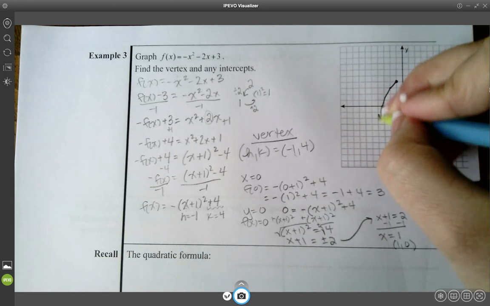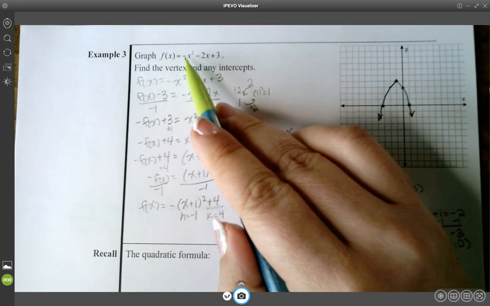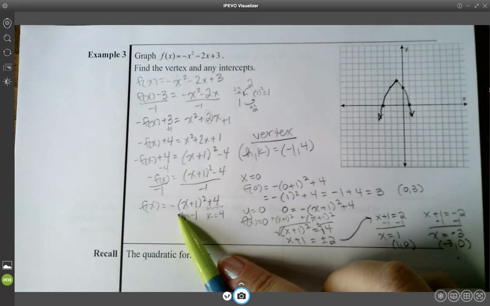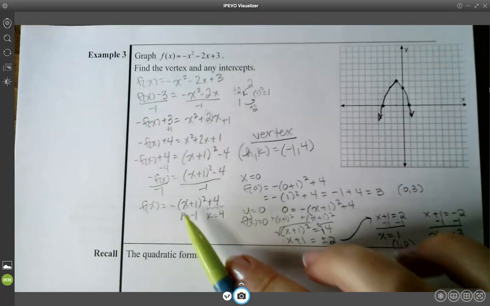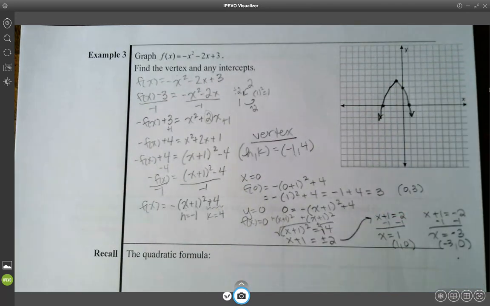So here is our parabola. As expected, opening downward because our leading coefficient is negative. And the vertex, again, is found by those transformations, 1 unit to the left and 4 units up.